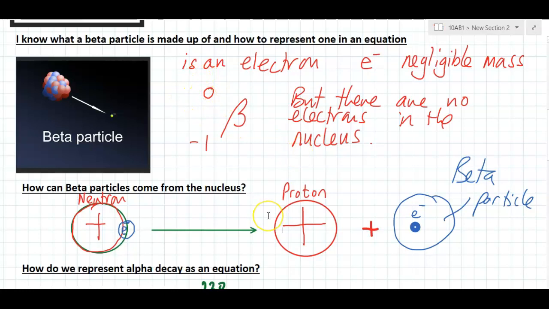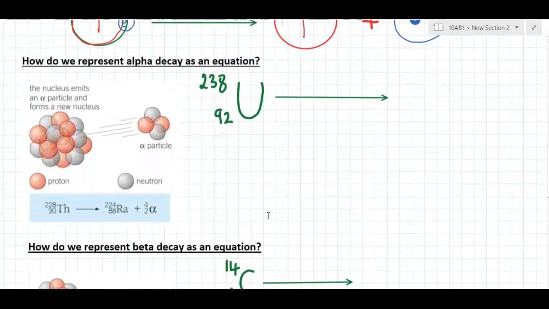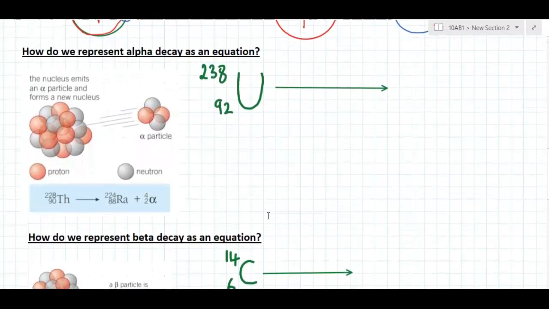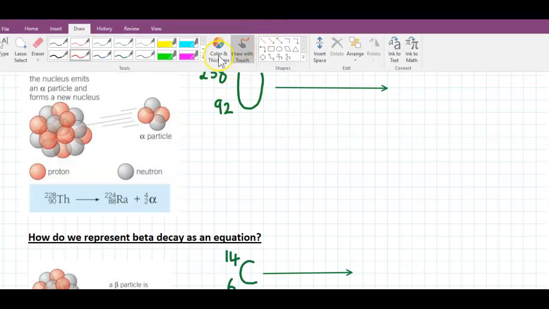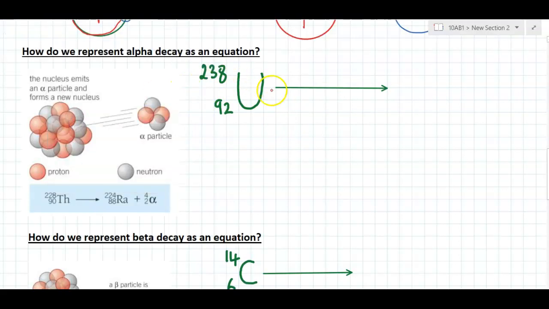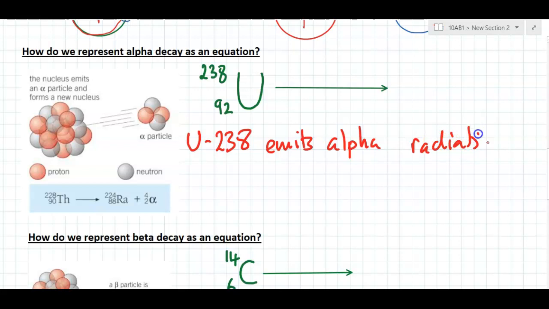Okay, let's look at how we do these equations. All right, so when you see them in the exam, you'll see that we've got part of an equation. So we're saying uranium-238 is an alpha emitter. Uranium-238 emits alpha radiation. The atoms of uranium-238 are unstable. They randomly break down and fire out an alpha particle like this.